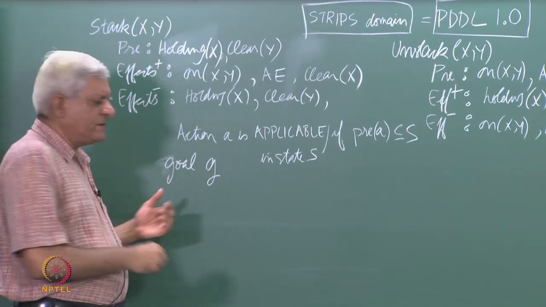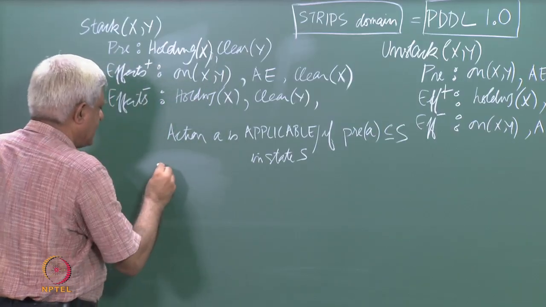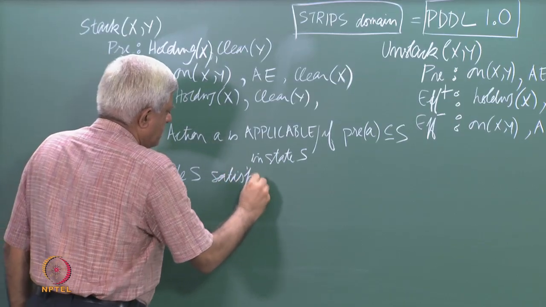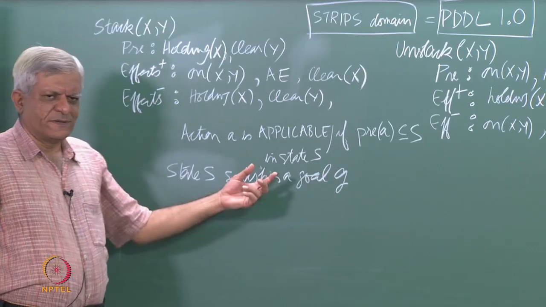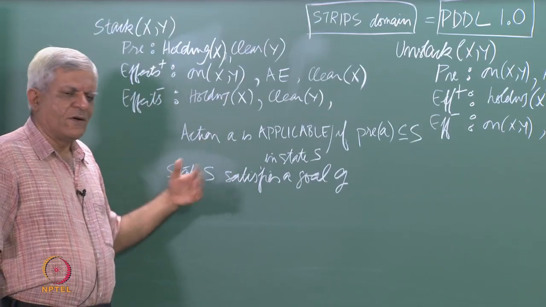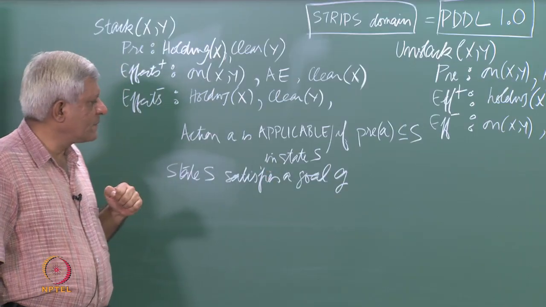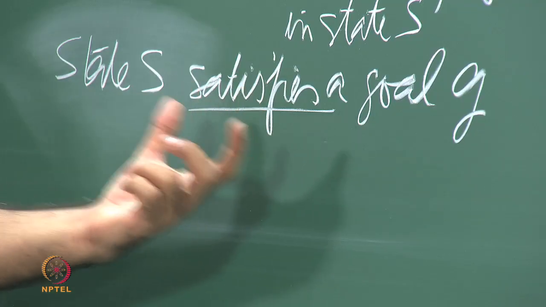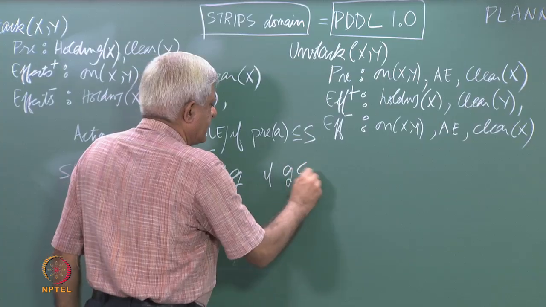So, we say that a state S satisfies a goal G. Remember, both of these are sets of predicates. A state is, for example, what is true in the world: on A B, on B C, whatever, and likewise goal is what you want to be true in the world essentially. So, we use the word satisfies: a state satisfies a goal G if, in the representation that we have used, G is a subset of S.